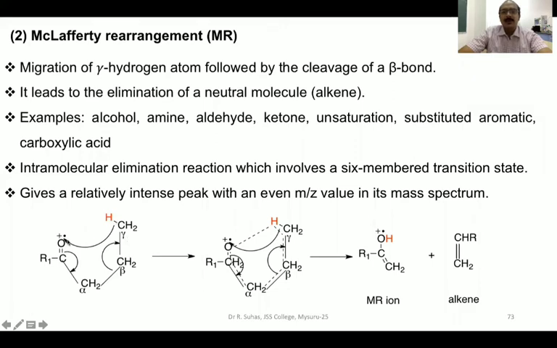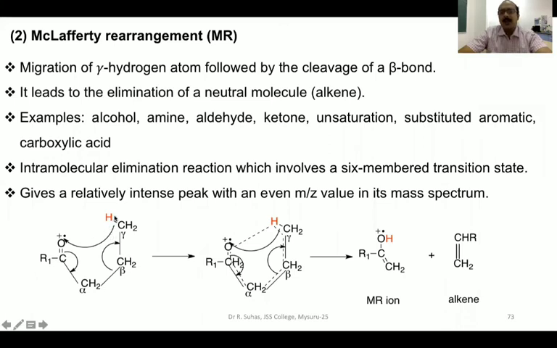So what happens here? Imagine a ketone. The oxygen is the heteroatom, and it will have a lone pair of electrons. Once you bombard with highly energetic electrons, say 70 electron volts, one of the electrons will be lost from this oxygen, and it results in the formation of a molecular ion. That will be the first step. It is not shown here, because the first step that takes place in the mass spectrometer is the formation of the molecular ion. So this is the molecular ion.